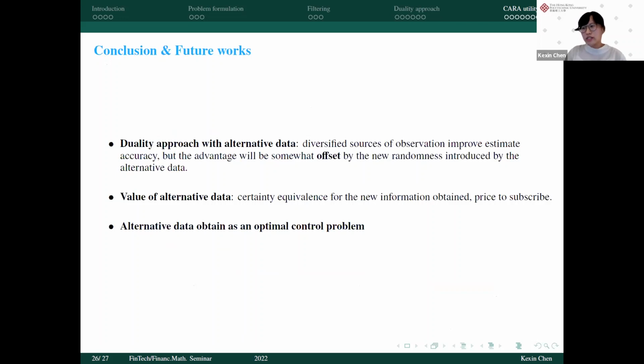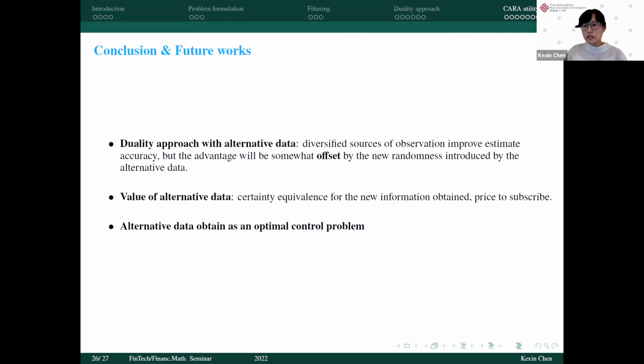So to conclude, in this study, we developed a duality approach to solve the investment consumption problem with partial information and also alternative data. And the diversified source of observation will improve estimates, but such advantage will be somewhat offset by the new randomness introduced. And based on this, we are also able to derive the explicit optimal strategies for some concrete examples. And numerical experiments are also possible.